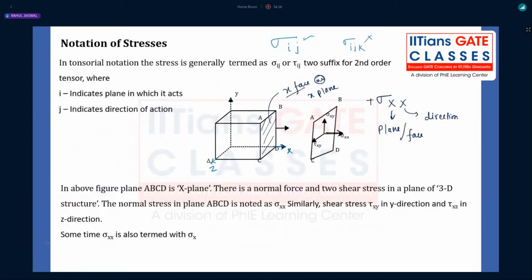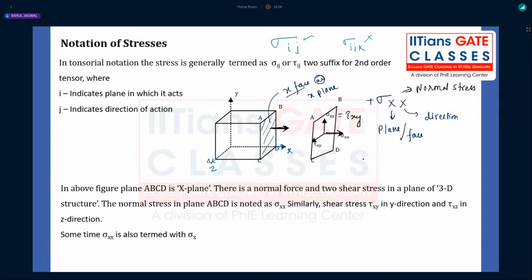Here, one more thing you need to understand. Whatever stress is acting, sigma xx, is it a normal stress or a shear stress? Yes or no, guys? It is a normal stress, everybody knows that, because it is acting perpendicular to the particular ABCD plane. And now what are you thinking? What about sigma xy or tau xy?